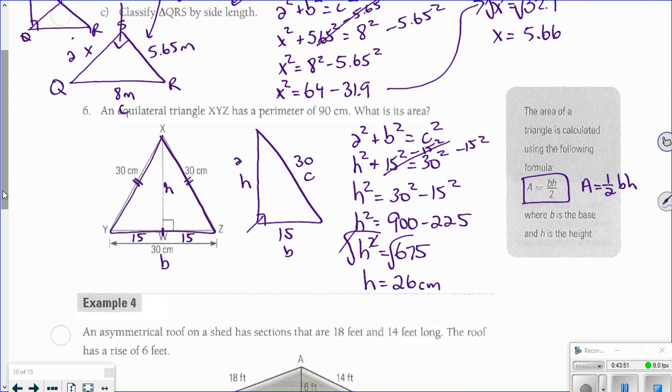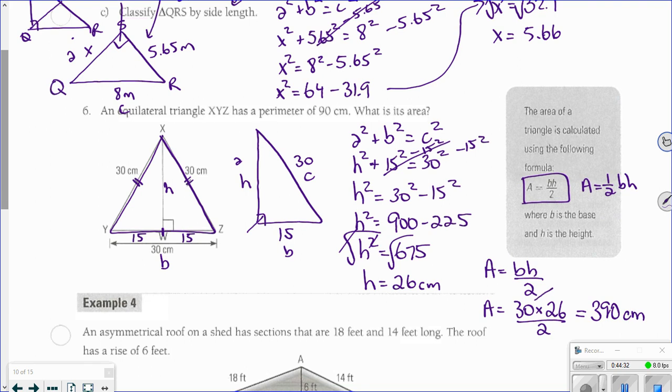Okay, that gives me my height. I need to go back to the whole big triangle though to find my area. So area equals base times height divided by 2. So my base is all the way across the 30 centimeters. My height is 26 centimeters. That's what I just solved for. And I'm going to divide it by 2. So I'm going to do 30 times 26 divided by 2, which is going to give me 390 centimeters.